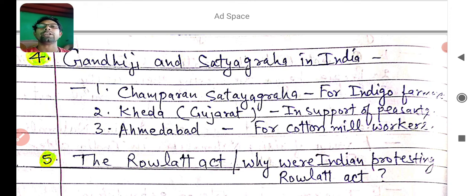And the next satyagraha was started by Gandhiji in Ahmedabad, Gujarat, in favor of cotton mill workers, and the cotton mill workers were demanding an increase in wages. And as a result, their salary was increased with the help of Mahatma Gandhi's satyagraha. I hope you learned the next point also.